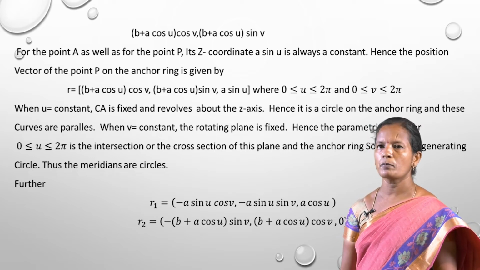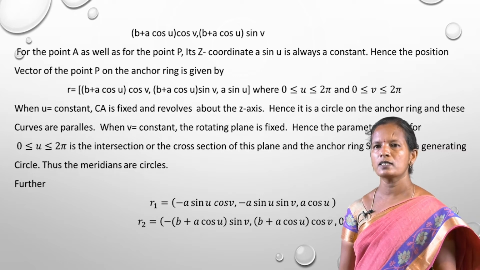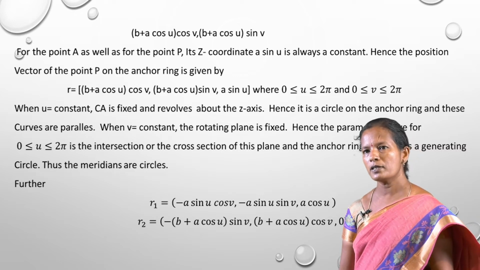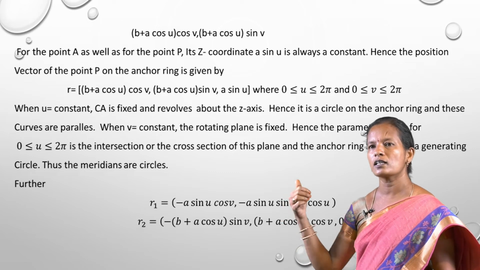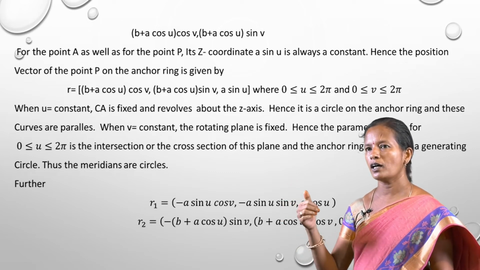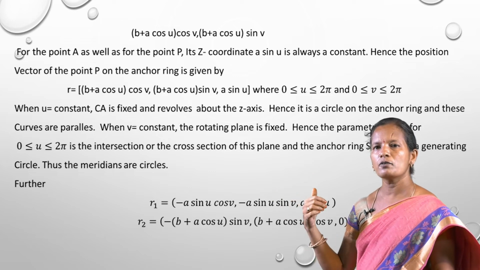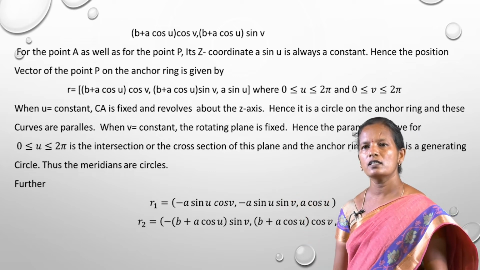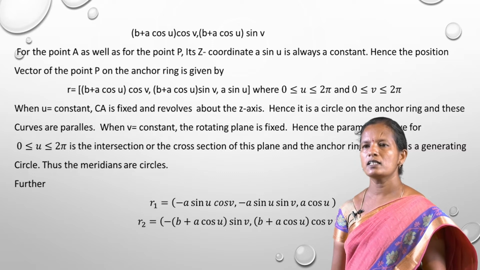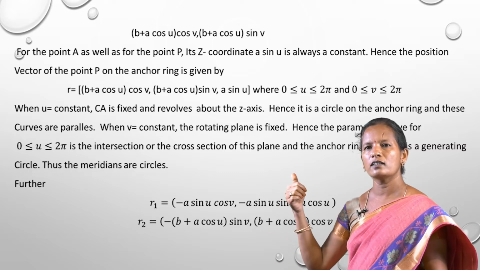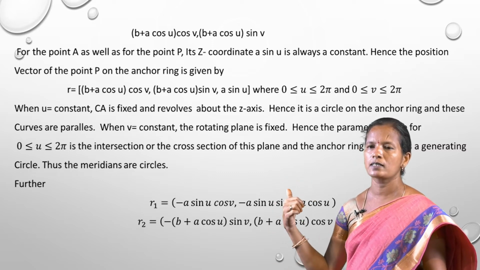Hence the position vector of the point P on the anchor ring is given by R vector equal to ((B + A cos u) cos v, (B + A cos u) sin v, A sin u), where u lies between 0 and 2π, and v lies between 0 and 2π. When u is equal to constant, the circle of radius A is fixed and revolves about the z-axis. Hence it is a circle on the anchor ring and these curves are parallels.